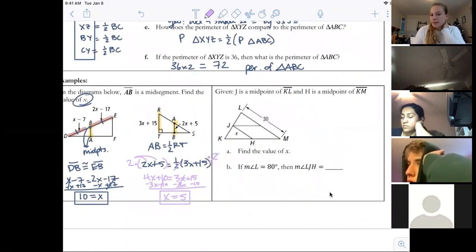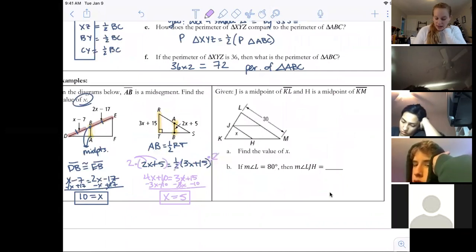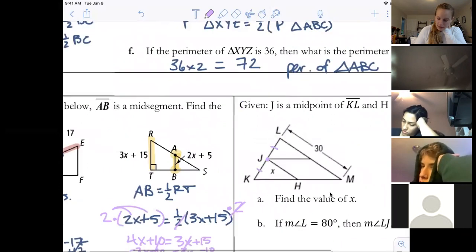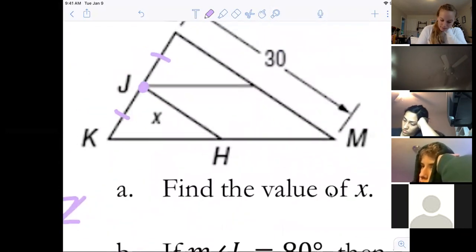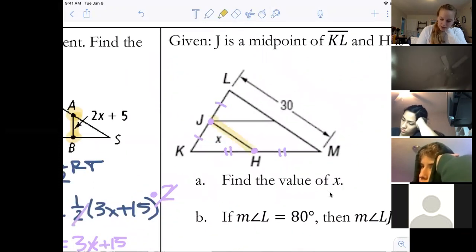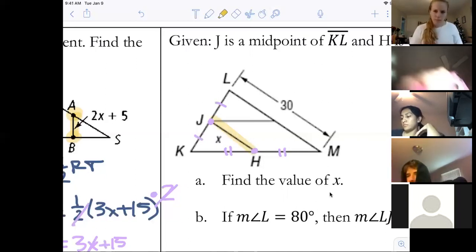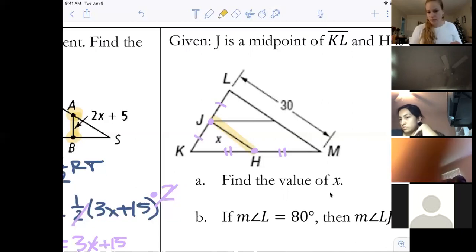This one says, given J is the midpoint of KL, okay. J is a midpoint of KL. Got it. And H is a midpoint of KM. H is a midpoint of KM. What does that make JH? What do we call JH if J is a midpoint and H is a midpoint? What's the vocab word for JH? Midsegment. Very good. It's a midsegment.